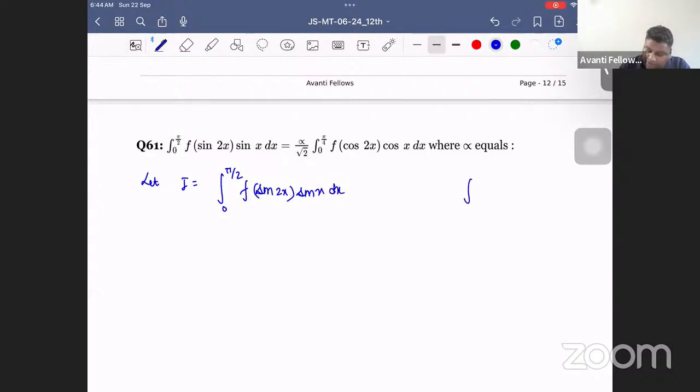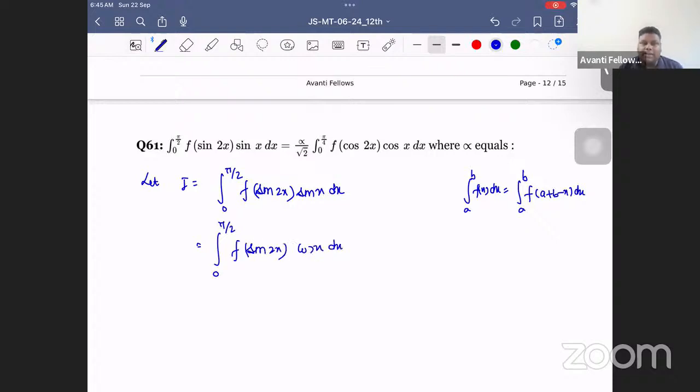Now I apply the property of a to b f(x) dx is equal to a to b f of a plus b minus x dx. So let's apply this property. So it will be integration 0 to pi by 2 f of sine 2x, this will remain sine 2x, but it will become cos x dx. So while applying the property, what exactly we did? x we replaced by pi by 2 minus x, that is a plus b minus x. Now I add both of them.